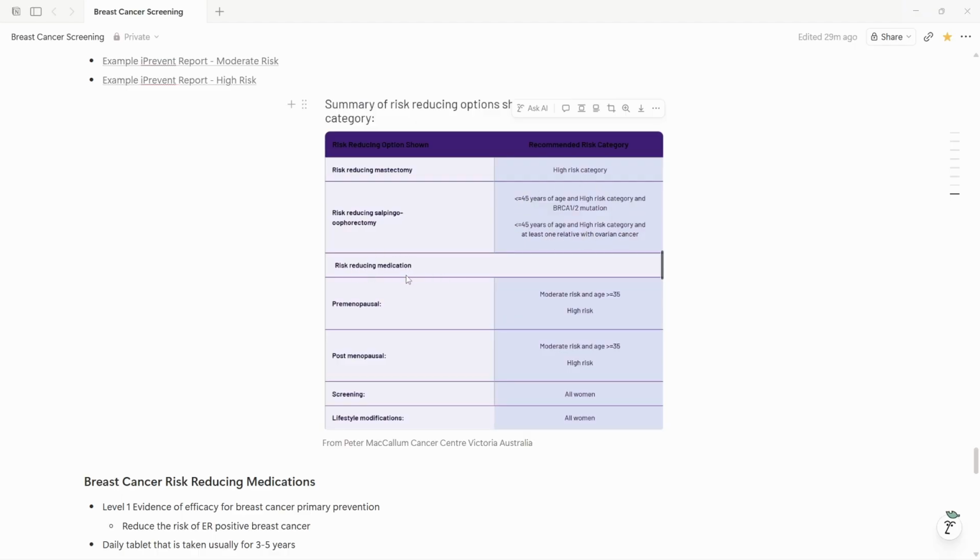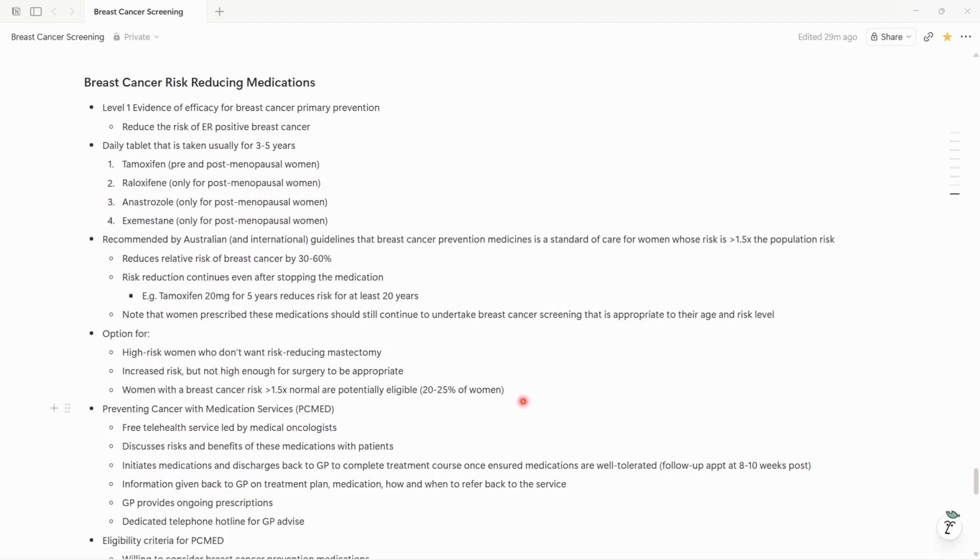For risk-reducing medication, the recommended eligibility is for premenopausal women to be moderate risk and at least 35 years of age, and also women of high risk should be considered for the risk-reducing medications. For postmenopausal women, exactly the same. If you are at least moderate risk and 35 years of age or high risk, then you can be considered for the medications. Screening should be for all women, and lifestyle should be for all women to reduce their modifiable risk factors. So now we will talk about breast cancer risk-reducing medications.